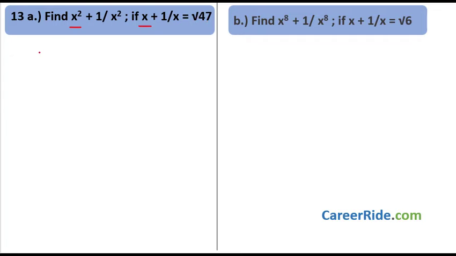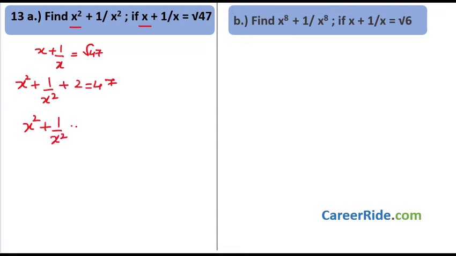Since it is the first sum, I'll show you how to do it in steps. So x plus 1 upon x is equal to square root of 47, right? This is given to me. I square both the sides. What do I get? x square plus 1 upon x square plus 2 is equal to 47, right? From here, x square plus 1 upon x square is equal to 45, right?